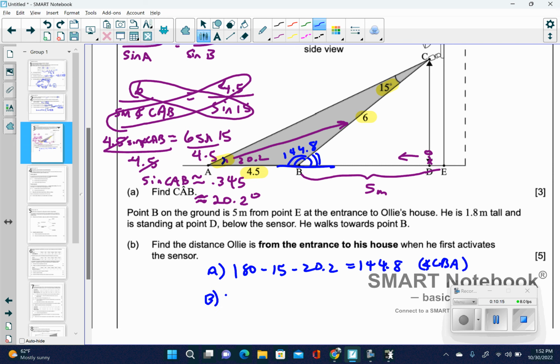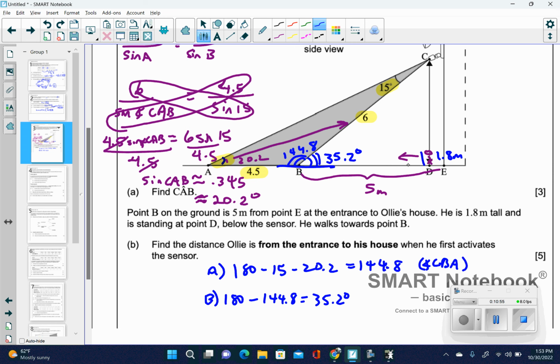So step B is going to be 180 minus the angle that we just got, which is 144.8, which is 35.2. Okay, so this angle right here is 35.2 degrees. All right. So now we know that this person, Ollie, is 1.8 meters tall. That's how tall he is. And we want to know how far he's going to be able to go before he activates the sensor.